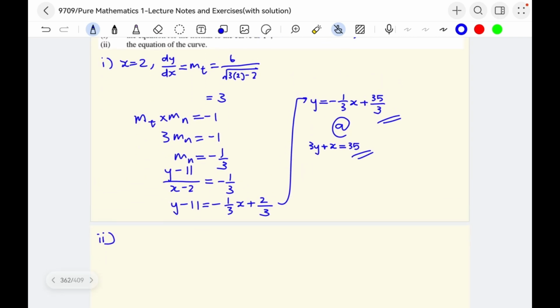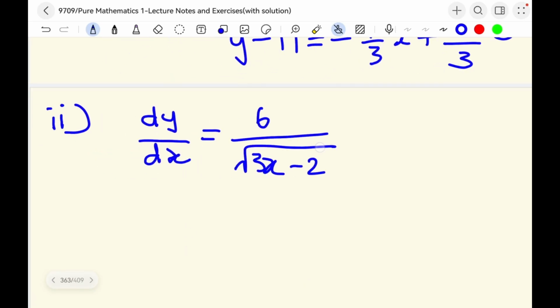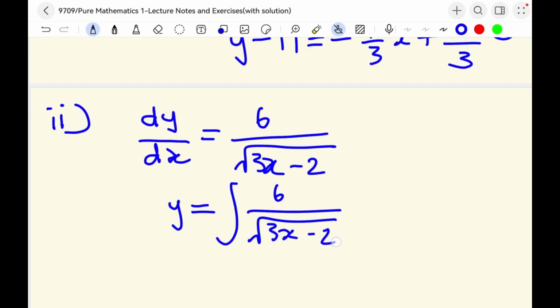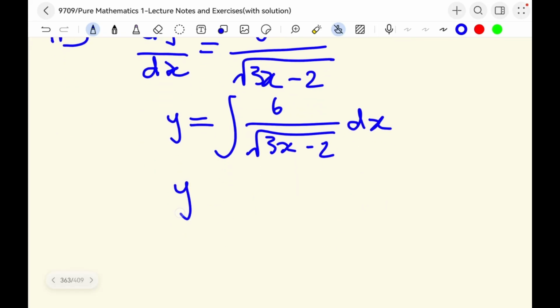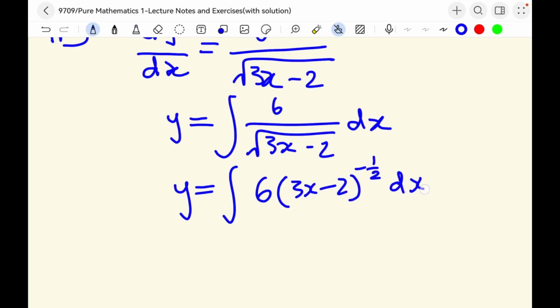So, dy/dx is equal to 6 over the square root of 3x minus 2. Now, let's carry out the integration. Okay? Remember, the equation of the curve does not involve limits inside the integral expression. Okay? So this is the square root, but I feel it's preferable to write it in the power form, index form, which is power -1/2, for your understanding.